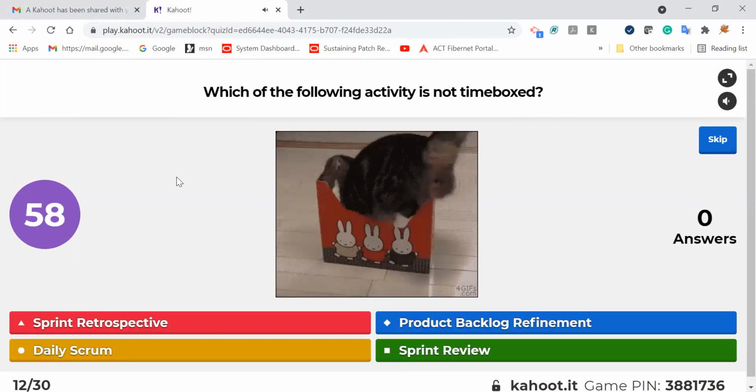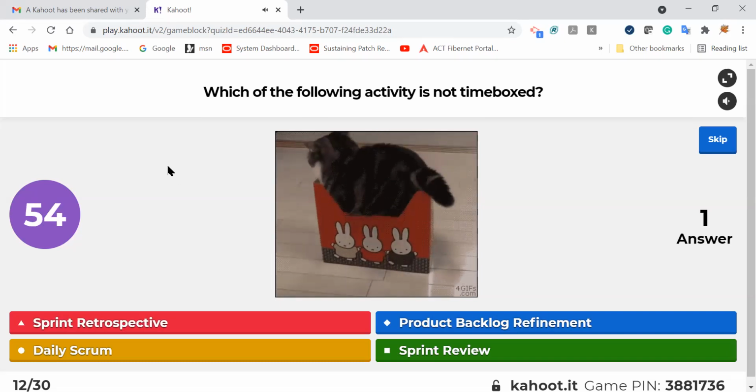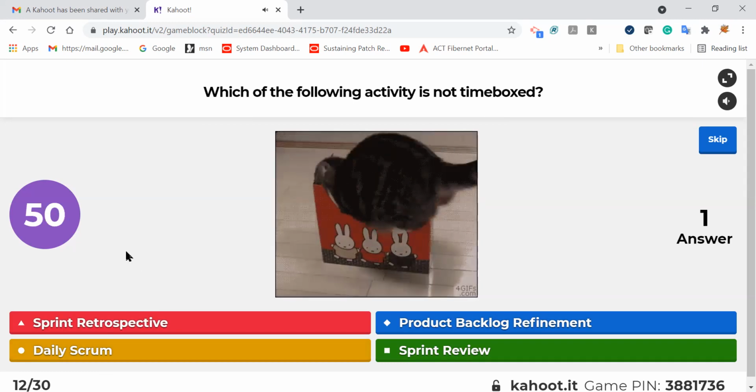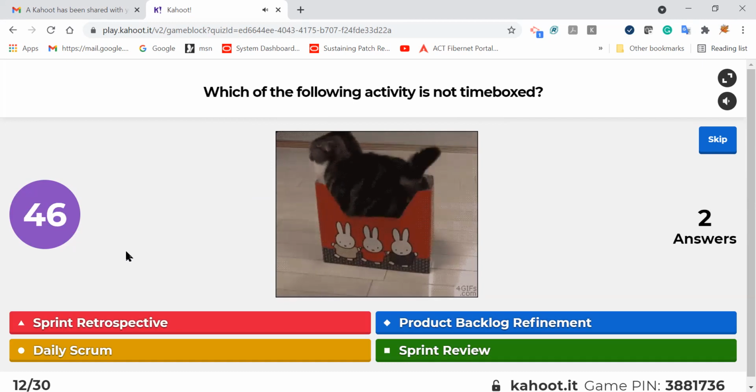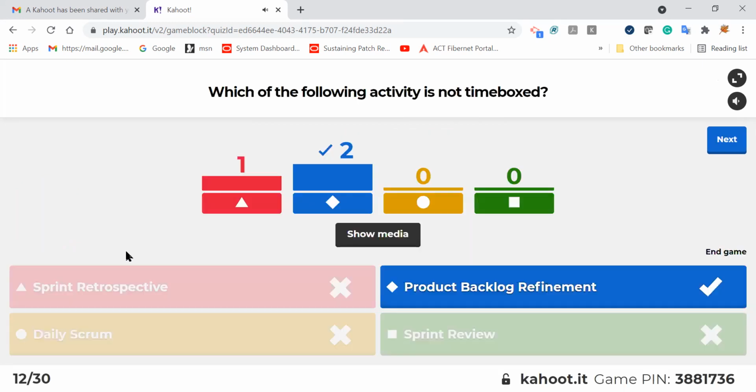Which of the following activities is not time boxed? Good. Who selected sprint? Myself, Uma. Sprint retrospective again is like 3 hours, a time box event for a 1 month sprint. But product backlog refinement comes under sprint planning, right? No, that is totally different. This means the backlog grooming, is it? Yeah, product backlog refinement or grooming. Both are the same term. Different terminology, but it happens in the same way.